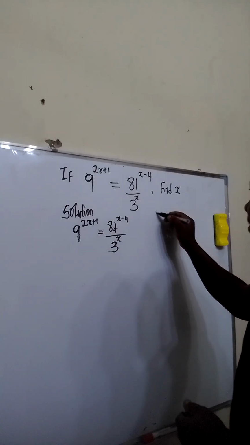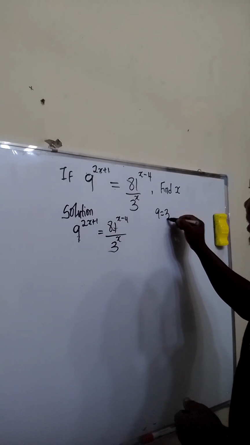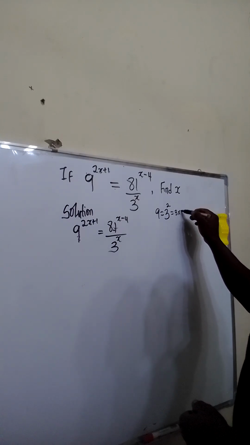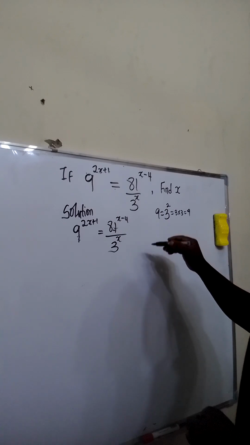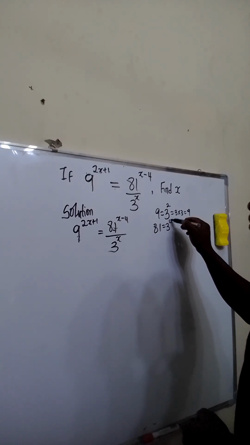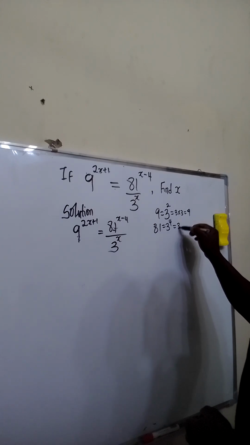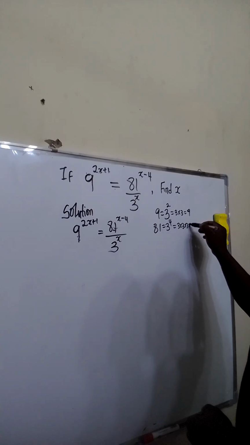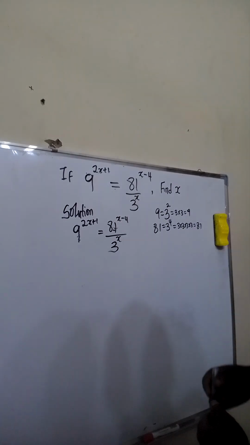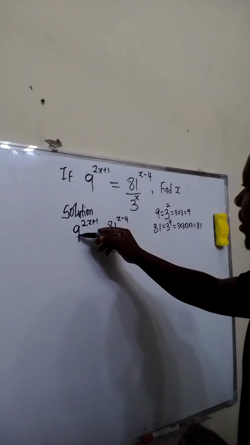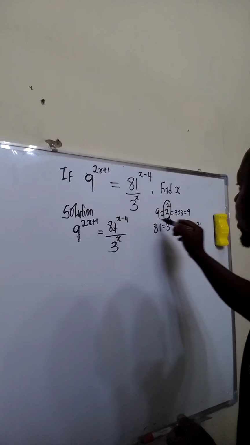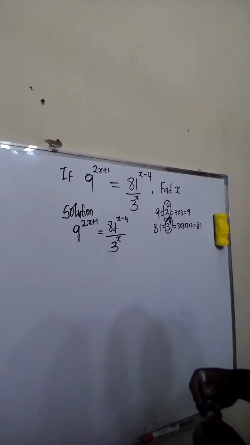9 is the same thing as 3 raised to power 2, which is 3 times 3, which is 9. 81 is the same thing as 3 raised to power 4, which is 3 times 3 times 3 times 3, which is 81. Now, the next thing is to replace 9 with 3 raised to power 2, and also replace 81 with 3 raised to power 4.